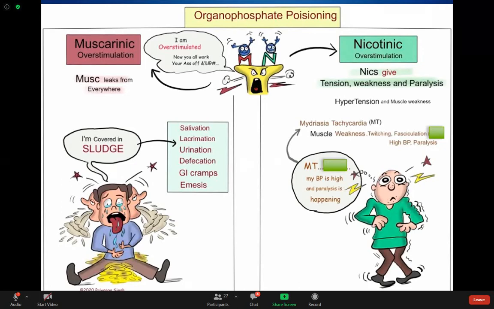When you take organophosphate, you're going to have the nicotinic effect as well, which is weakness, fasciculation. Because of the weakness, they might go into respiratory depression.